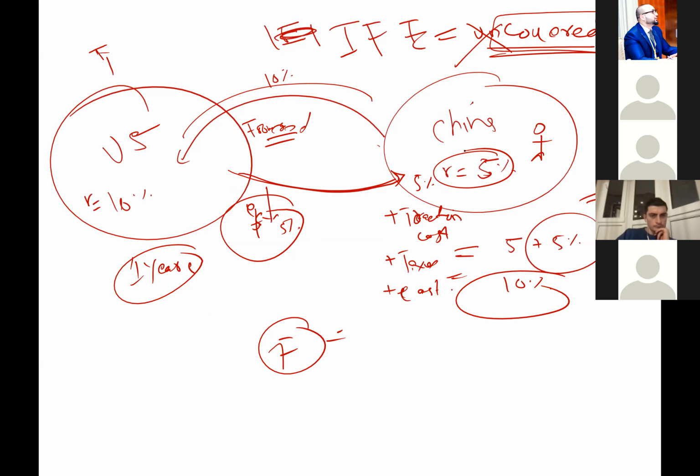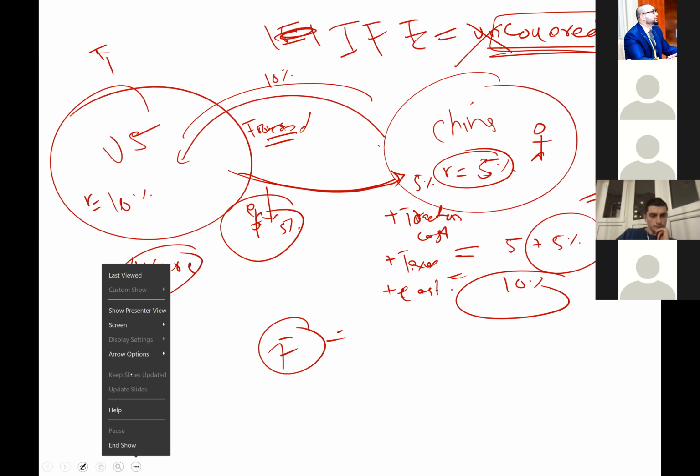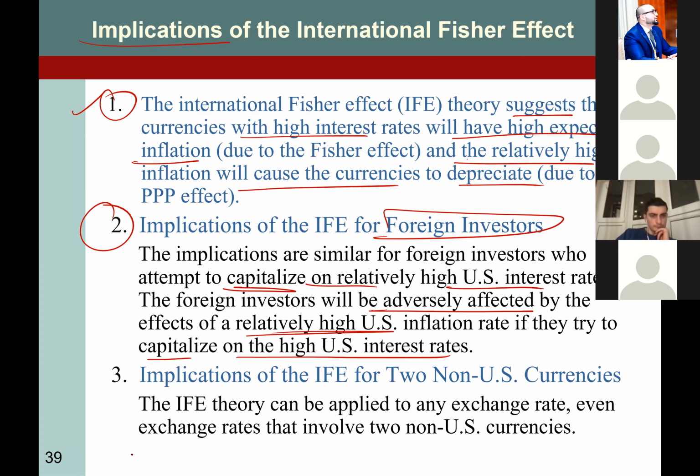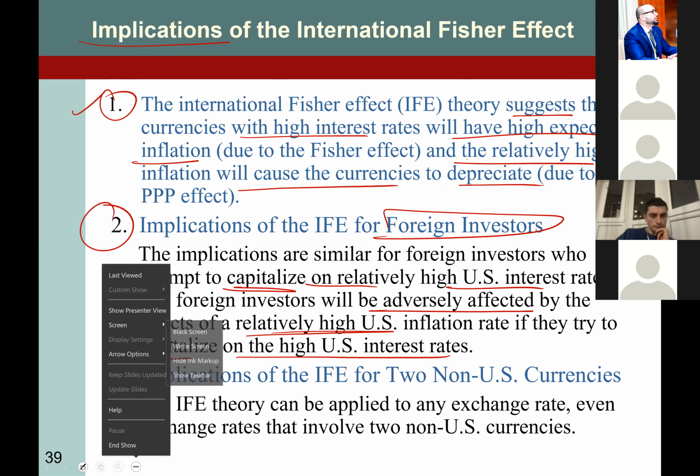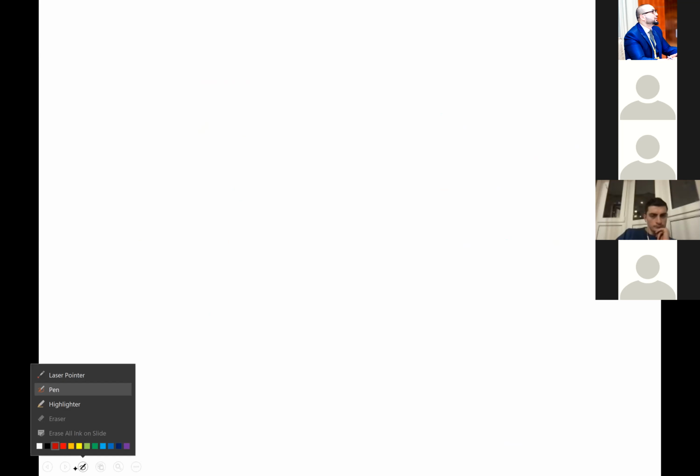So what did you really learn from this PPP, IRP, and this international Fisher effect? Anyone? What did you really learn? Nicola?